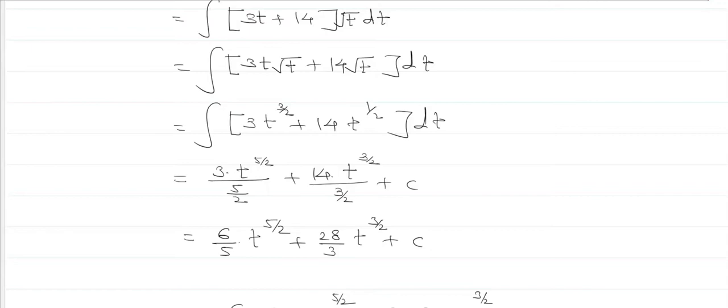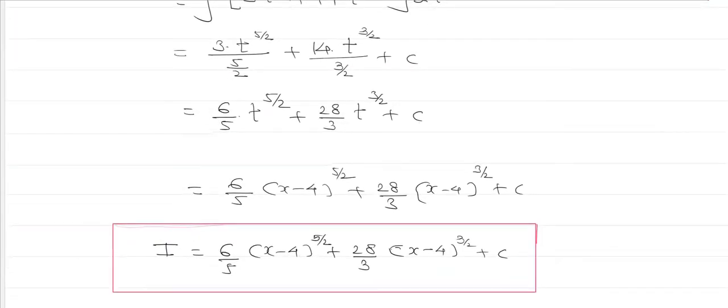c. And if we simplify it, you will get 28/3 t raised to 3/2 plus c. And overall, the answer is 6/5 t raised to 5/2 plus 28/3 t raised to 3/2 plus c. Now we will replace the value of t. That is 6/5, the value of t is (x - 4) raised to 5/2, plus 28/3 into (x - 4) raised to 3/2 plus c, and this is our final answer.